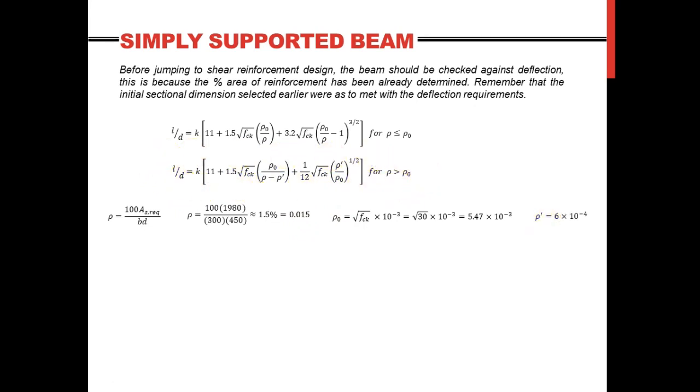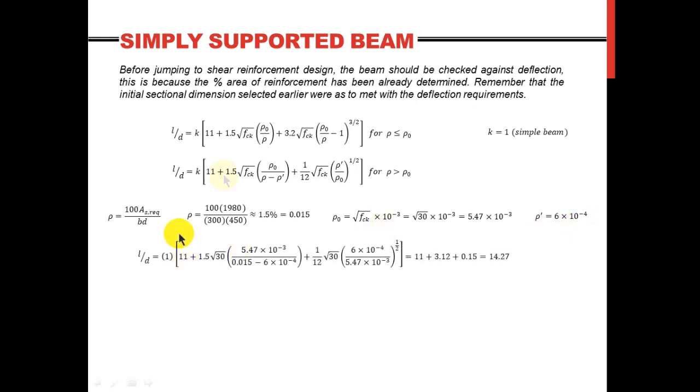Now the additional thing that you have to do here is just to calculate the rho prime, since I have compression reinforcement, and basically you do the same thing here, except that you put A sub S prime for the compression reinforcement, and you'll find it to be something like this. The K is just 1 because we are talking about simple beams. Now just plug and check, very easy. Simply substitute, we have everything that we need in this equation. And if you just check it, it comes out to be 14.27.